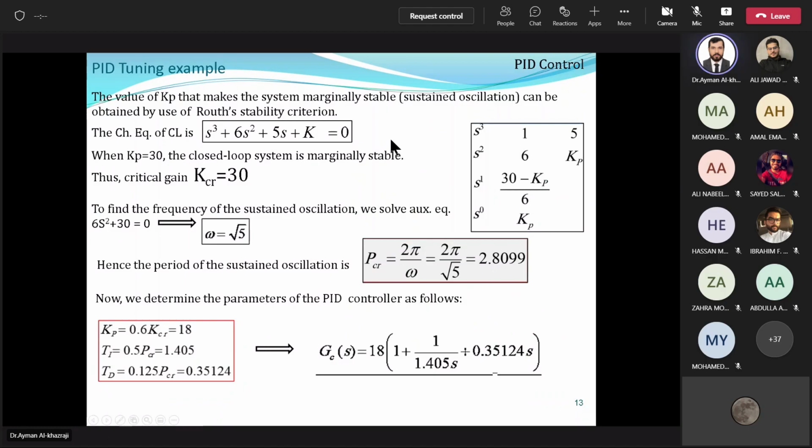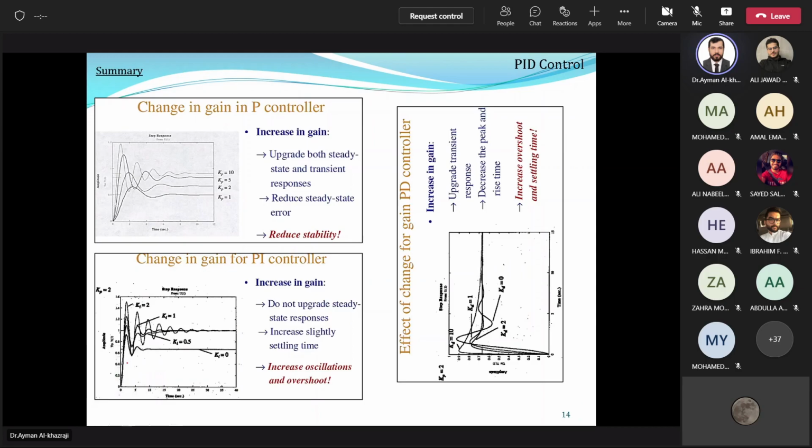For example, the output is 10 sine 2 pi t. Okay, the output when k equal 10 is like this, or I will give it like a wave. Okay, there is no problem. Or we can put it in MATLAB.